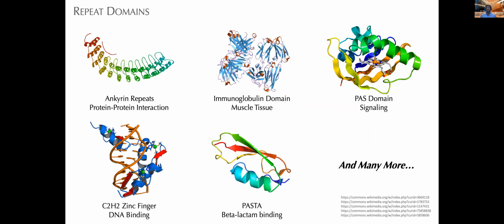Domain repeats occur in thousands of proteins across many subfamilies. And here's a look at several common repeat domains. They're involved in a lot of functions, including protein-protein interactions, DNA binding, signaling pathways, and many others.